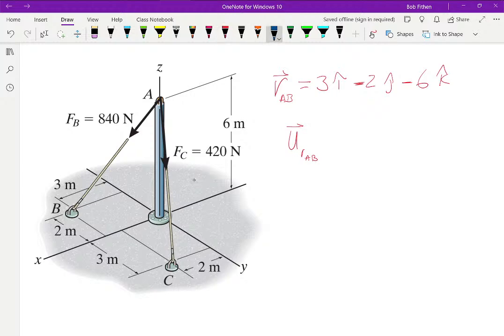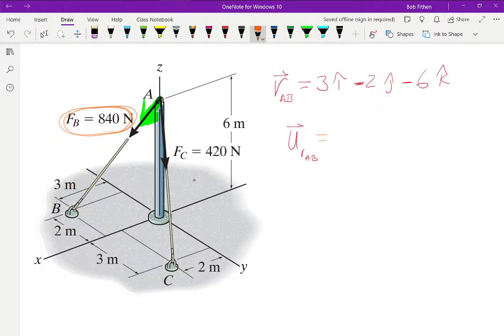Well, that's pretty simple why you would want to do that. If you found a unit vector going in that direction, and then multiply that unit vector times 840, you'll actually get the vector components of the force vector pulling down this rope from A to B. So let's go ahead and do that.